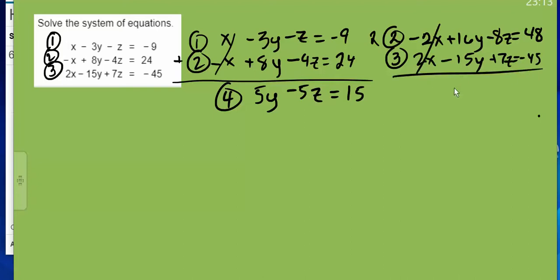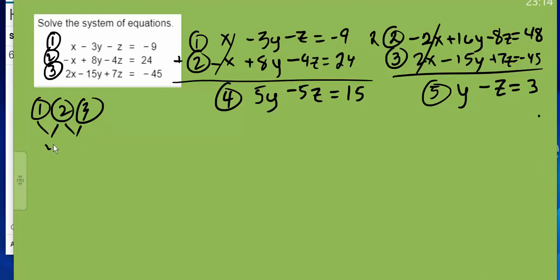Straight add them. So what is that? Negative 8 plus 7 is negative 1z equals 3. Okay, and that's equation 5. Now if we take 4 and 5, we have to eliminate the same variable. So let's see, 1, 2, 3. And then we have to get down to one equation, one variable.